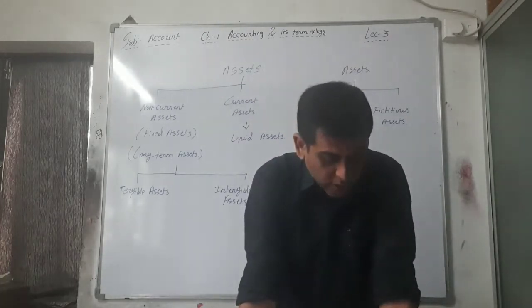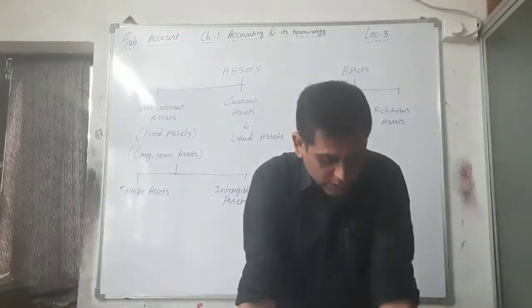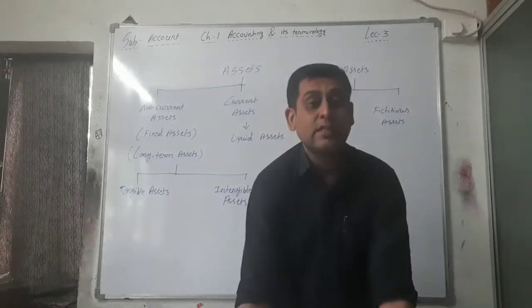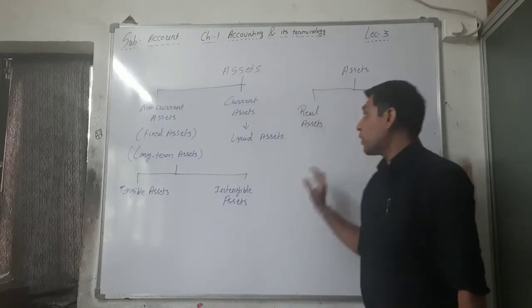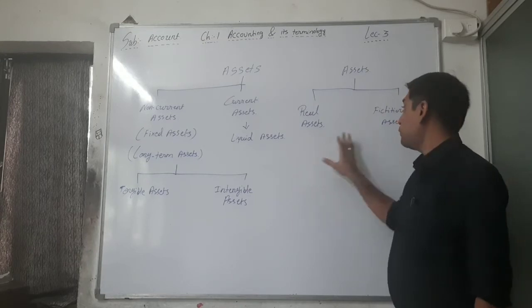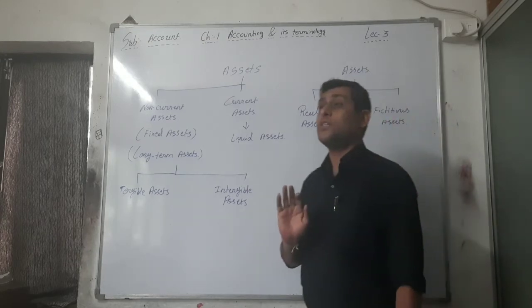Okay, now the fictitious asset. What is meant by fictitious asset? Fictitious assets do not have physical form or existence. The realizable value of fictitious assets is zero. See, these all assets are subparts of real assets. Now fictitious assets means what?